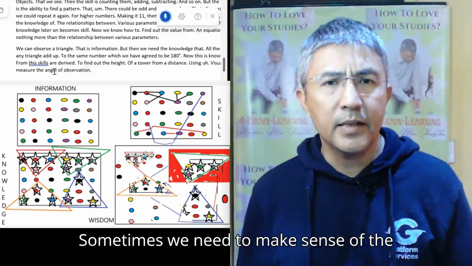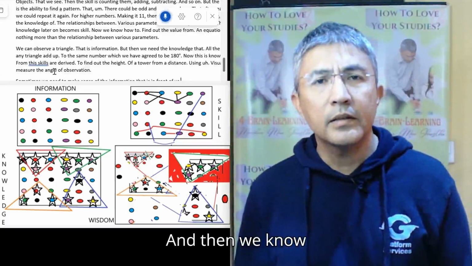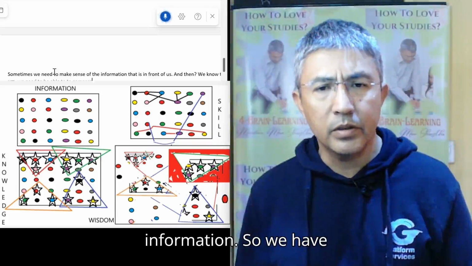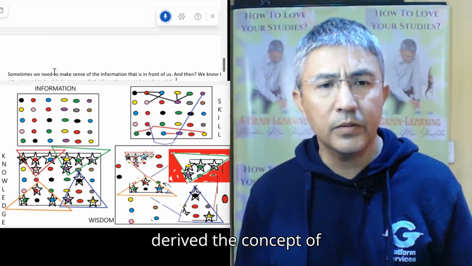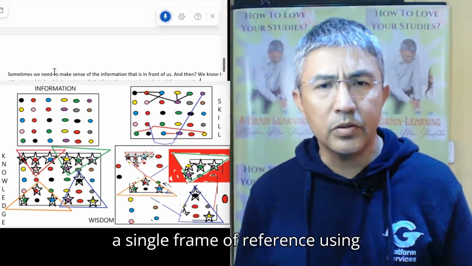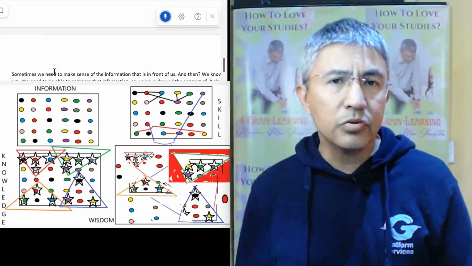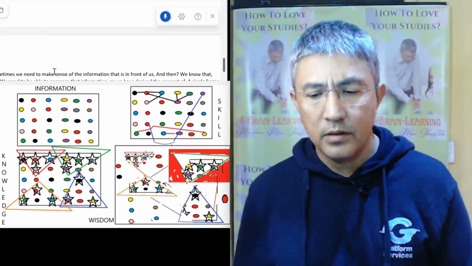Sometimes we need to make sense of the information that is in front of us. And then we know that we need to be able to compare that information. So we have derived the concept of a single frame of reference using percentage in case of mathematics. Now that is knowledge. Then learning how to derive that percentage is a skill.